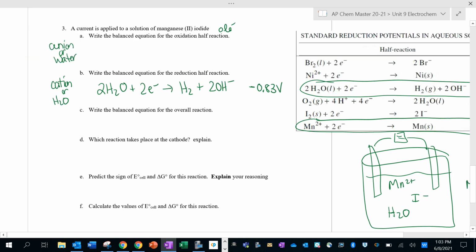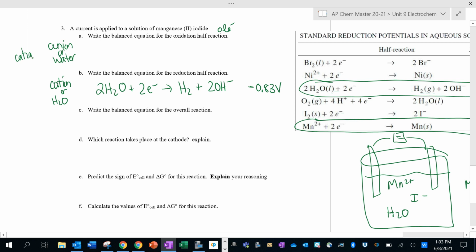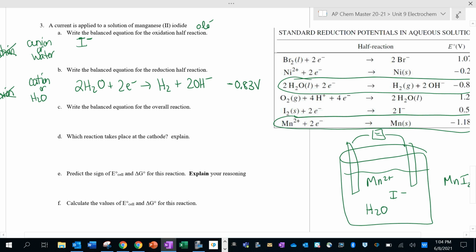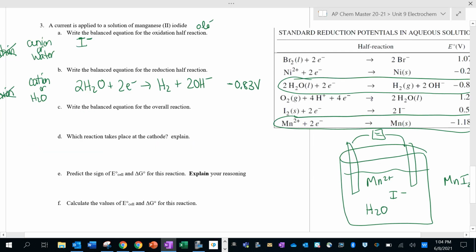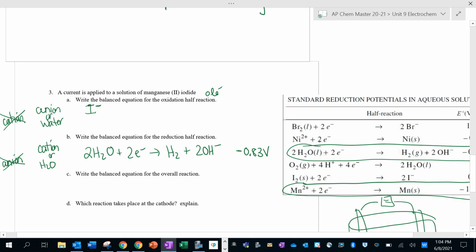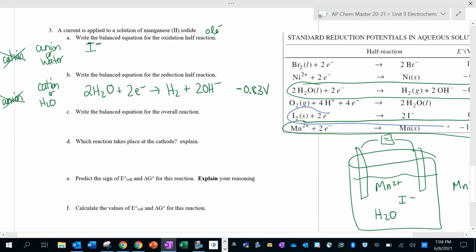So your cation is already positive, so your cation is not going to lose any extra electrons, just like your anion is not going to gain any extra electrons, since they're already of that charge. Okay, so now let's look at our anion. Our anion is iodine. So I'm looking for a reaction in which iodine is oxidized. So here's our iodine, this reaction right here.